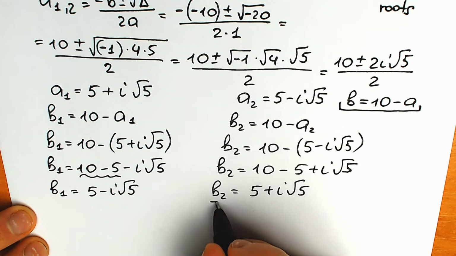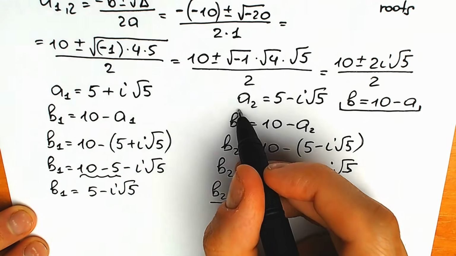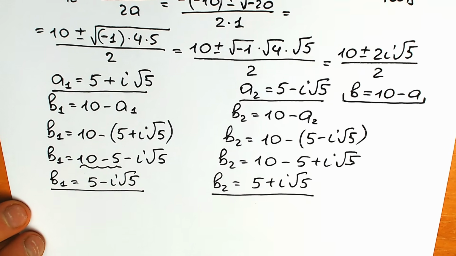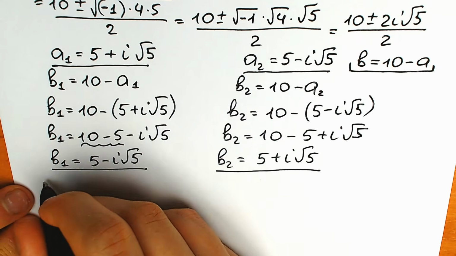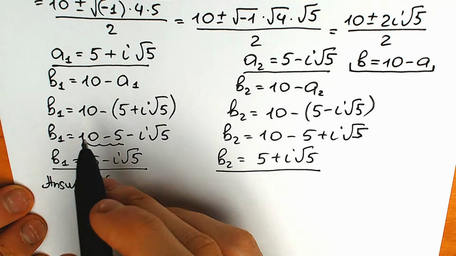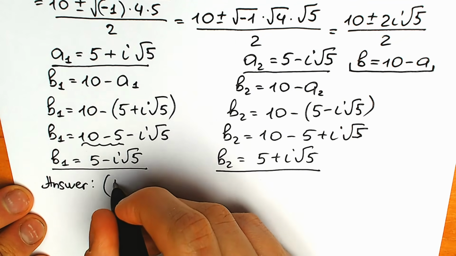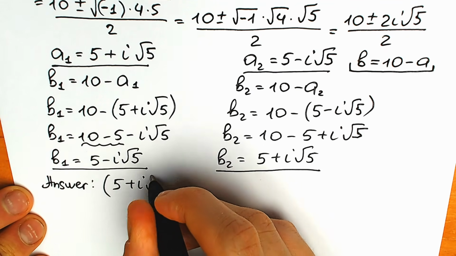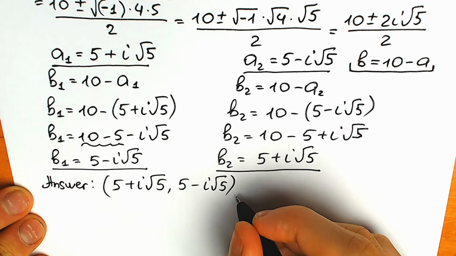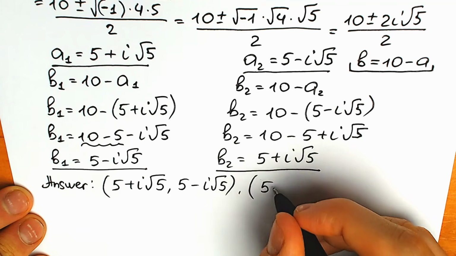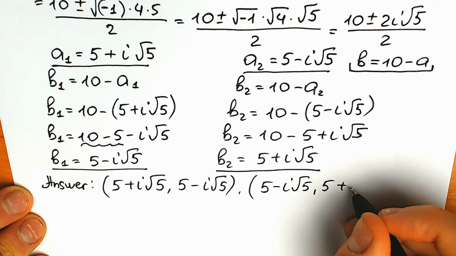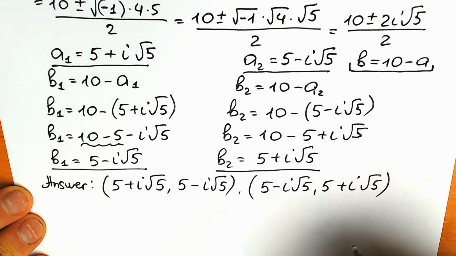And if you look closely, b second 5 plus I square root of 5, a second this one, b first this one, and a first. So we know everything. We have symmetrical roots, and let's write our final answer. So our answer to this question, with the first index, we have a first, b first, so 5 plus I square root of 5 and 5 minus I square root of 5. Second parenthesis, 5 minus I square root of 5 and 5 plus I square root of 5.